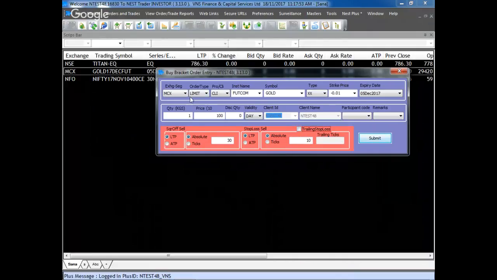Once done with the order type, that is limit, once done with the buying price, your target, and your stop loss, you can move further. Once done with this, you can click on submit.